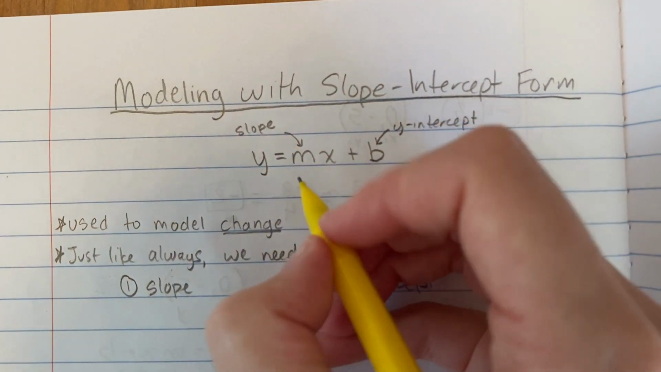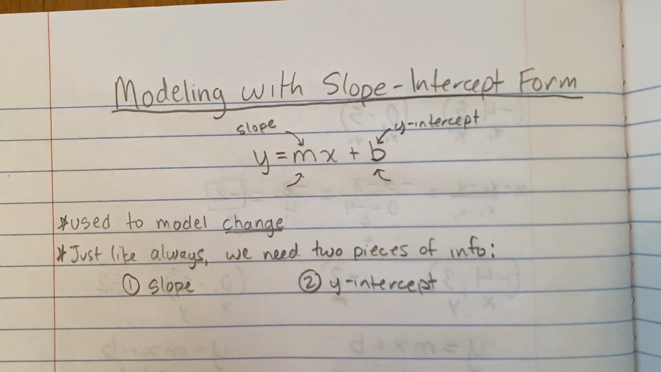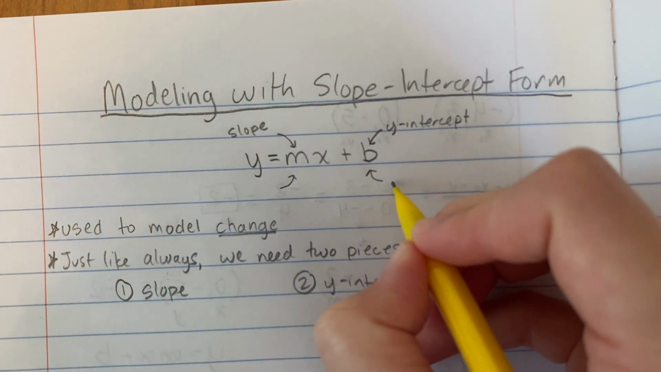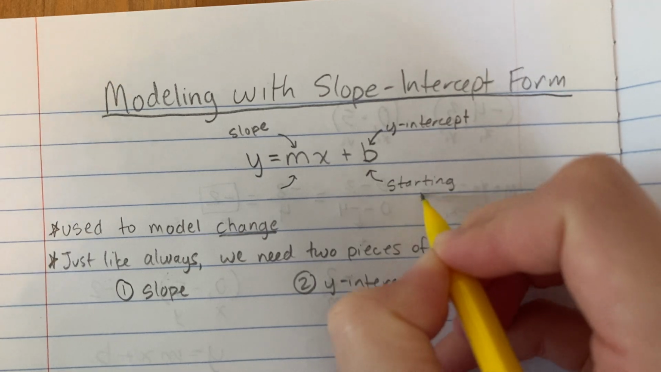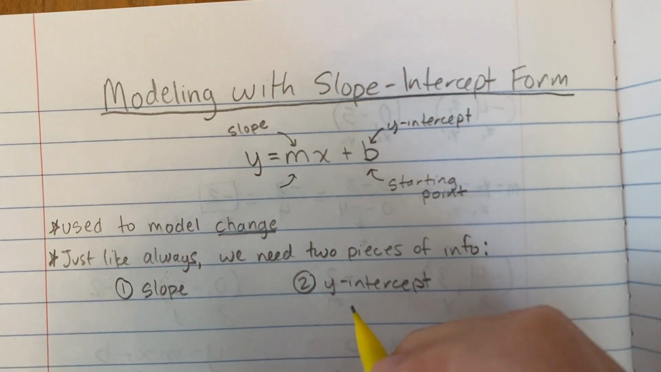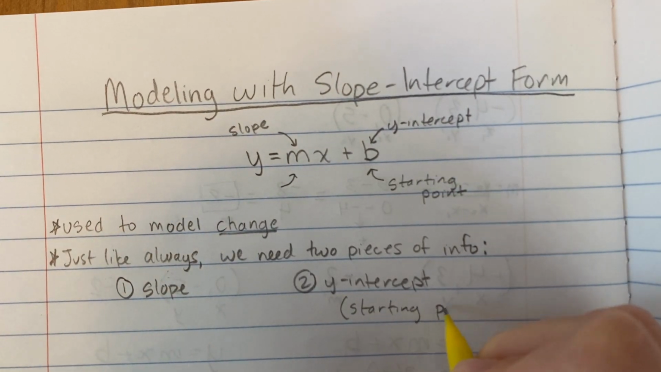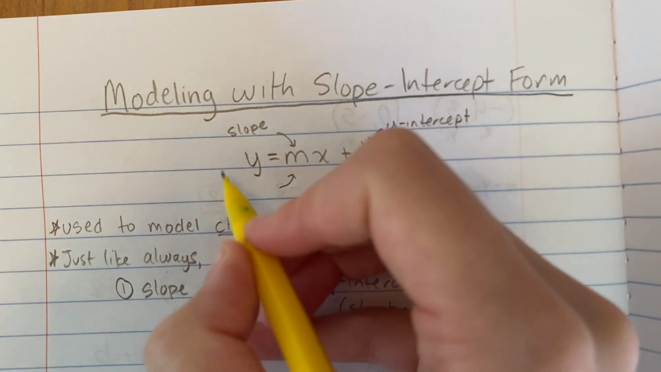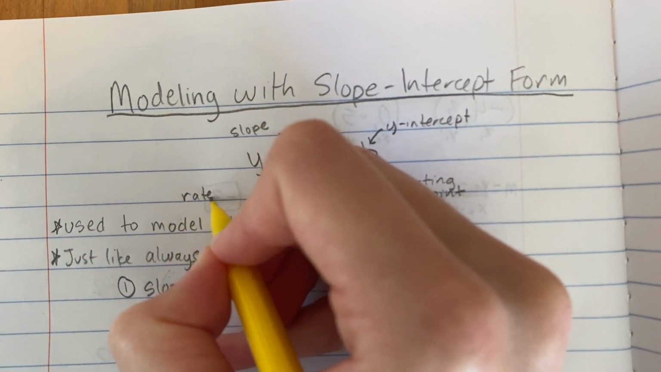I will tell you, the slope and the y-intercept are going to be represented by different pieces. You're going to look in the word problem for what is the starting point. In a particular situation, what number are we starting at? So the y-intercept is the starting point. And then you're going to ask yourself, in this situation, how is something changing? And we call this the rate of change.